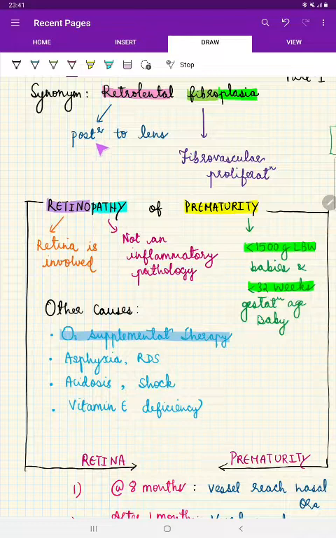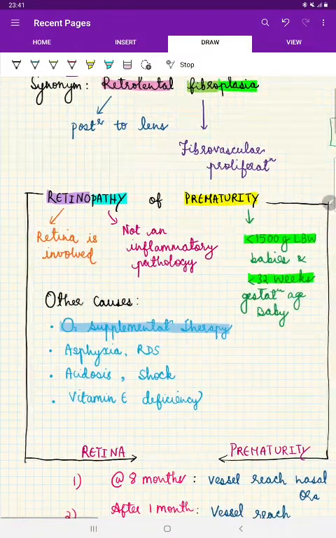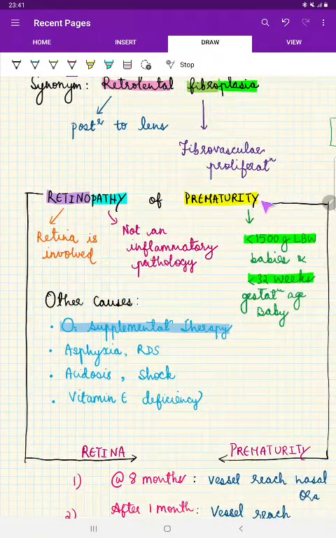Now, retinopathy. This posterior-to-lens area is now localized to the retina. Pathy says the pathological process is not inflammatory. It is not involving neutrophils or lymphocytes and so on. And the pathology is in prematurity. Prematurity means what? This is going to happen in babies. Yes, it is a pediatric pathology.